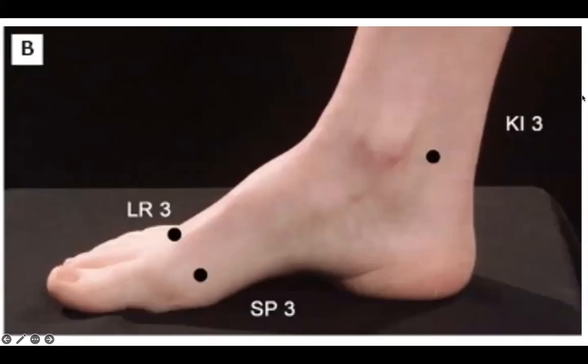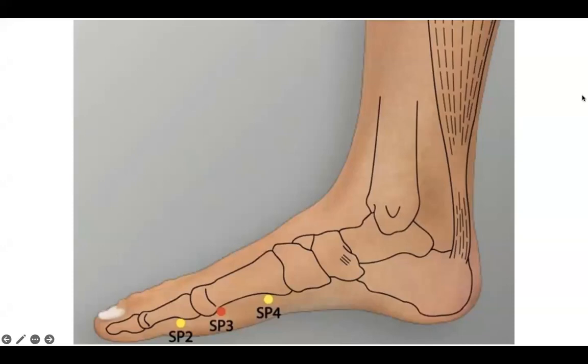Now, let's proceed to the next group of Yuan source points. We have kidney 3, liver 3, and spleen 3. Let's start with spleen 3. Location: on the medial aspect of the foot in the depression posterior and inferior to the proximal metatarsophalangeal joint of the big toe at the junction of the red and white skin.